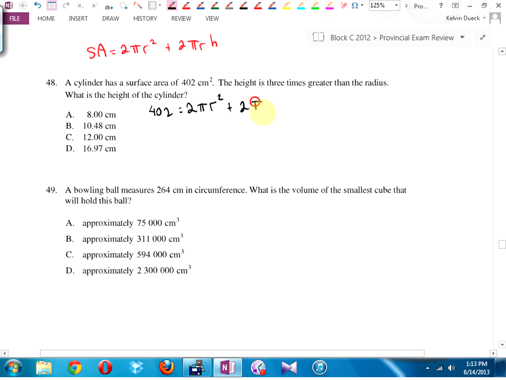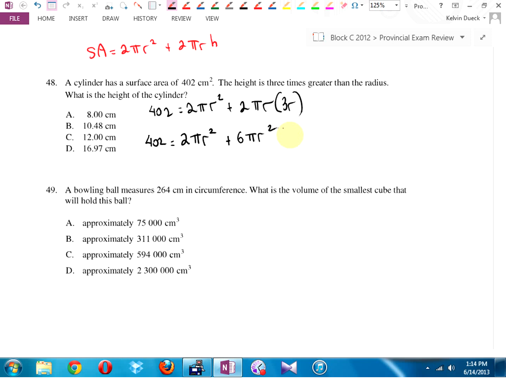Plus 2 pi. Do I know the radius? No. Do I know the height? 3 times greater than the radius. 3 r's. That's the height. 3 r's. 3 times bigger than the radius. This is going to be 402 equals 2 pi r squared plus 6 pi r squared. Now stop and see where I got that. You went 2 times 2 times 3, there's the 6, and I went r times r, which is r squared. I just kept the pi.